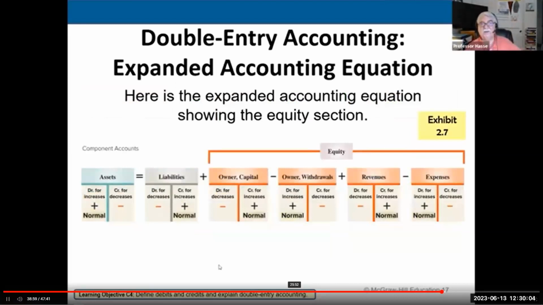So again, this is called double entry accounting. For every business event, two things happen. And notice all the things that could go on in the equity account. Owner investment, owner withdrawals, money coming in for revenues, money going out for expenses. The normal transactions are debit expenses, credit revenues, debit withdrawals, credit capital.